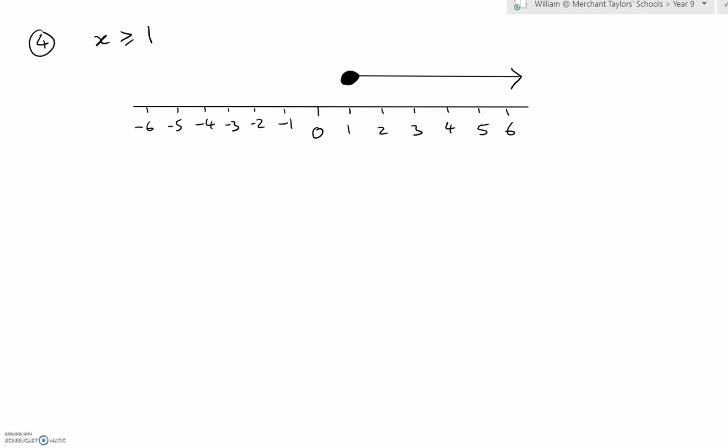So this second video on inequalities carries on from the last one. So this should be the last question you looked at, number 4. Let's look at some combined inequalities now.